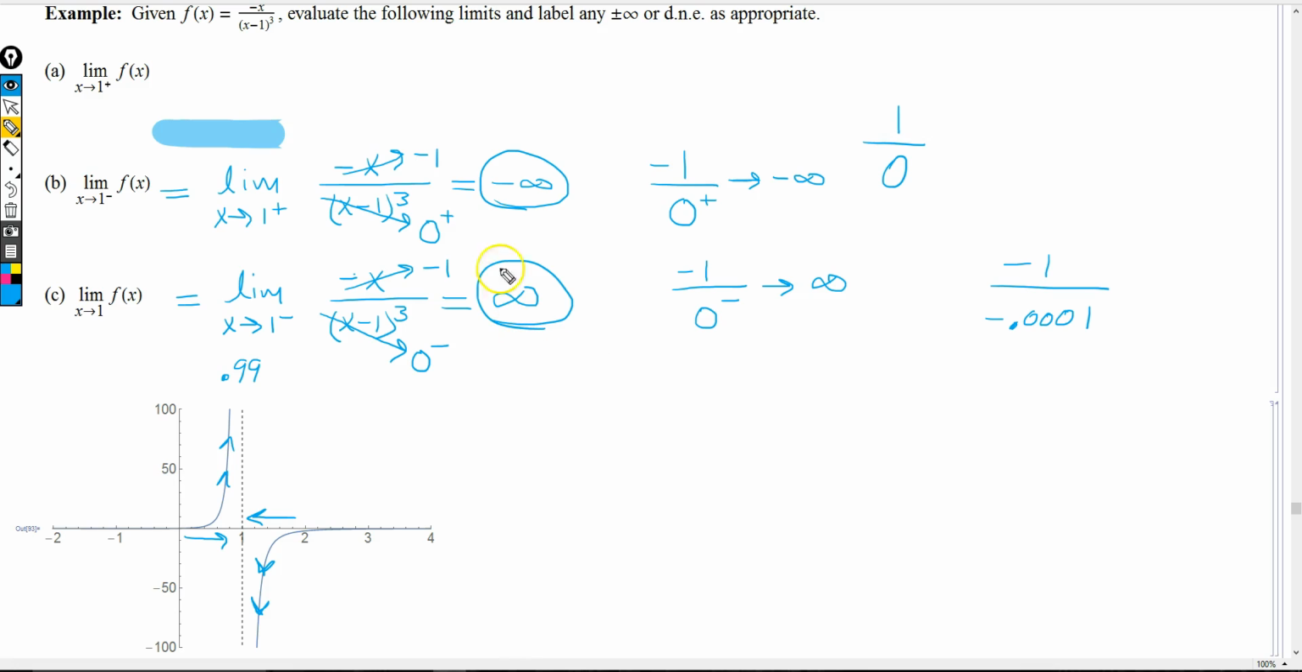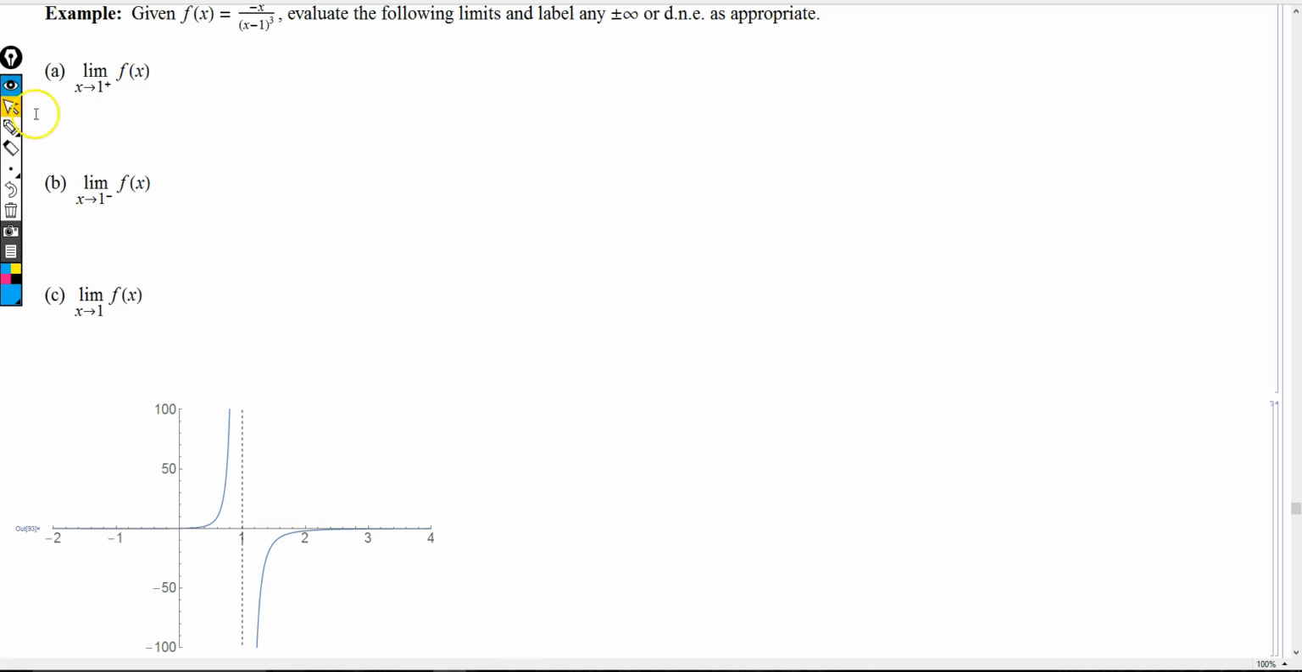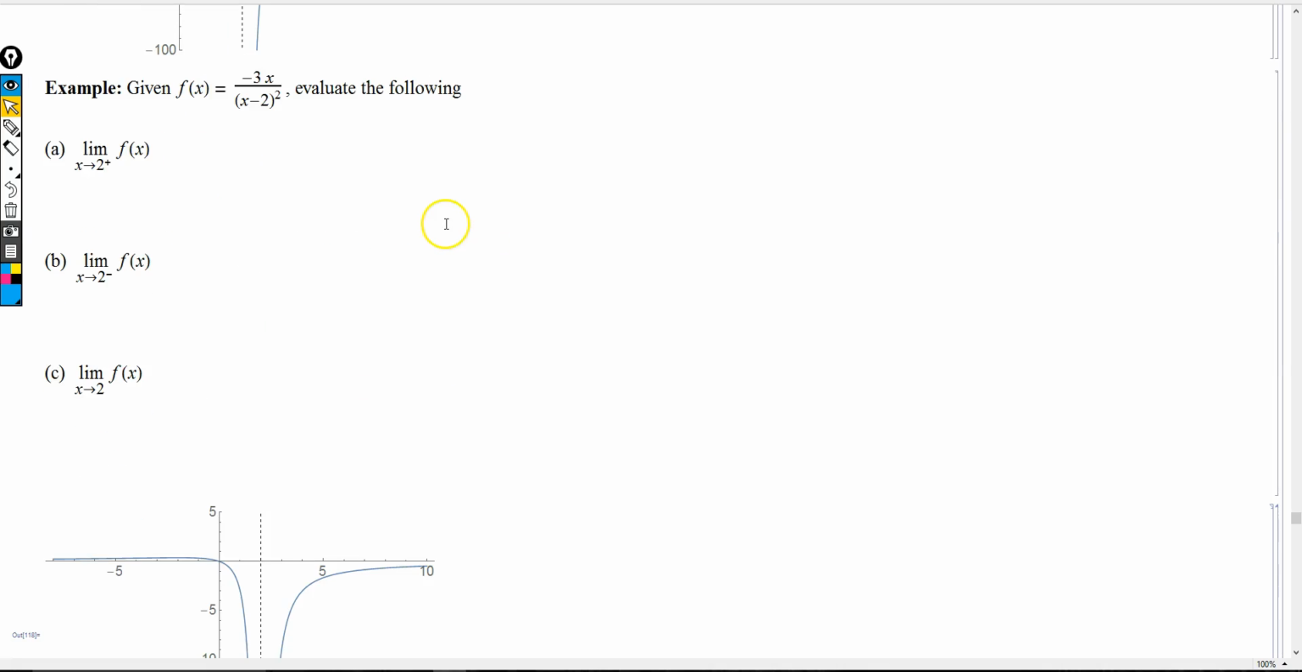All right, let's take a look at another example. So here we have the function f of x equals negative 3x divided by (x minus 2) squared. So let's evaluate the limit as x approaches 2 from the right, the left, and the full limit. Notice in this case, the denominator is equal to 0 when x is equal to 2.